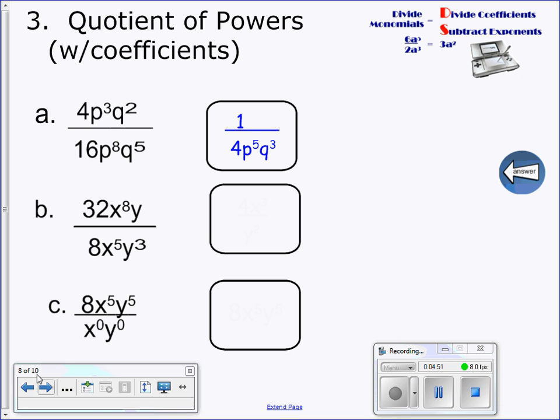32 over 8, so we simplify that first, that's 4. We have x to the 8 minus 5, that's x to the 3rd. And then x to the 1 minus 3, that's negative 2, which means it goes on the bottom. 8, that's only a coefficient. X to the 5th, but these x to the 0 and y to the 0, those are just 1. So that's 8 x to the 5th, y to the 5th divided by 1, which is just 8 x to the 5th, y to the 5th.